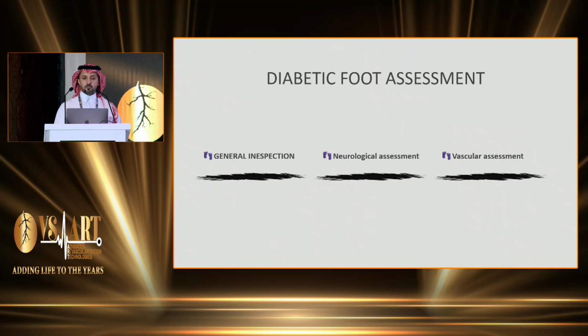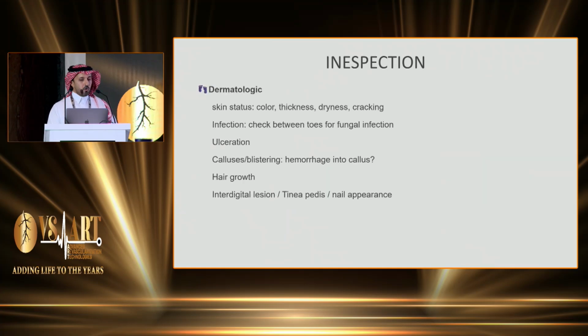So from there, we have to do a diabetic foot assessment: a general inspection, and also a neurological assessment and vascular assessment for every patient that has diabetes. In the inspection, we have to do a dermatological exam, looking at skin status and color, thickness, dryness, and cracking of the skin. For infection, check between the toes for fungal infection, and also look for ulceration on the feet. We also look for callus formation, blister, hemorrhage into a callus, hair growth, interdigital lesion, tinea pedis, and nail appearance.